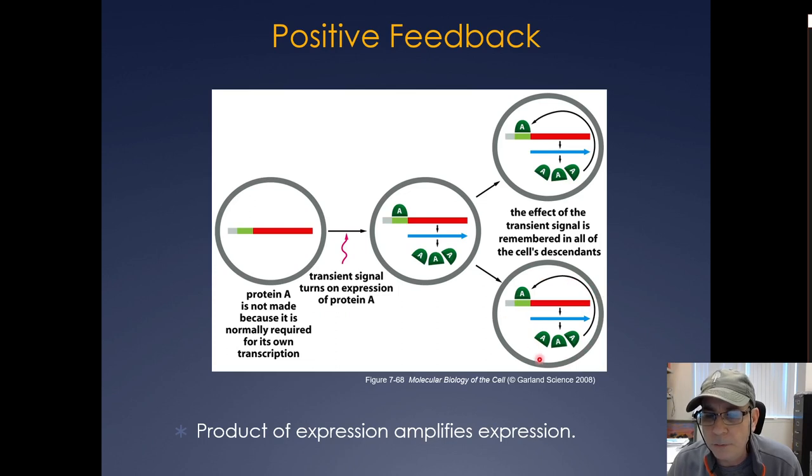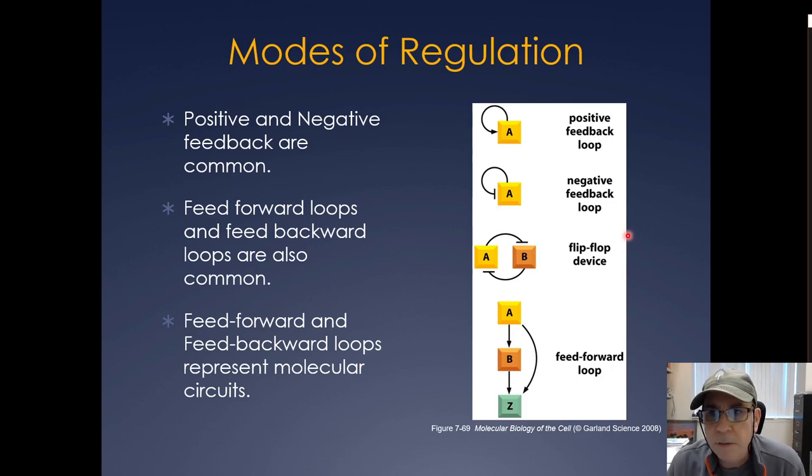And so ultimately what you'll have is all of these cells eventually expressing A and A doing its function. Okay, and so positive feedback oftentimes will amplify a result, and then it sort of stays around for a while. And you not only have positive feedback, but there's also negative feedback, and both positive feedback and negative feedback loops are quite common, and here's sort of an example of how they work.